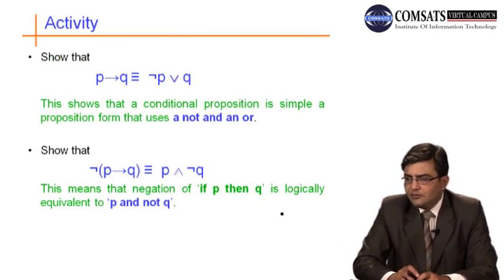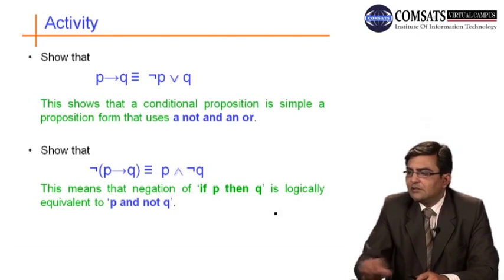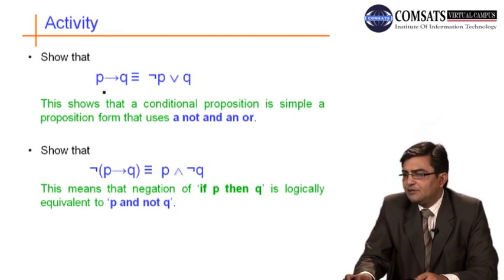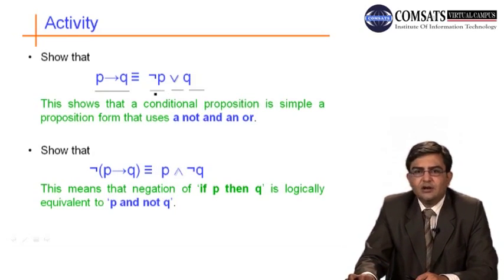The next, we study some equivalent form of the conditional statements. P implies Q here is equivalent to not P or Q. So how can we prove that P implies Q is equivalent to not P or Q? The simplest way to prove these two statements to be equivalent is using truth tables. So we construct a truth table for P implies Q and not P or Q.